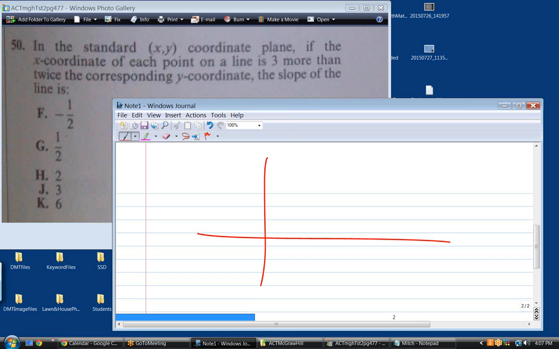Tell you what, there's a couple of ways to do this problem. We could do it graphically. We could lay out some x-coordinates. There's 1, 2, 3, 4. And each x-coordinate is 3 more than twice the y-coordinate. Well, let's lay out 1, 2, 3, 4. X-coordinate is 3 more than twice the y-coordinate. So when x is 5, y must be 1.